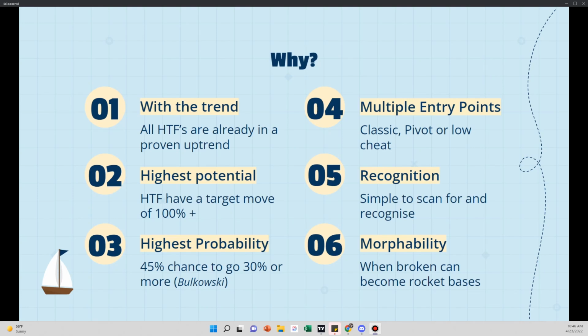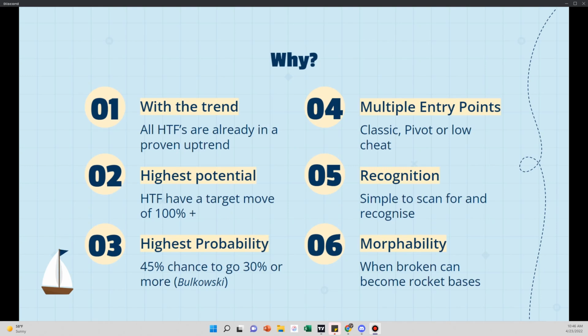So you don't have to wonder whether you're in a stage 2, 3, 4, whatever; you know you're already in a stage 2 uptrend because you've moved 100%. So you're trading with the wind behind your back, which is a great thing.